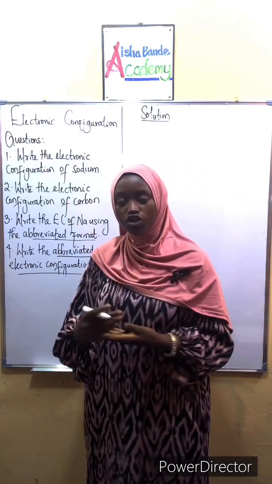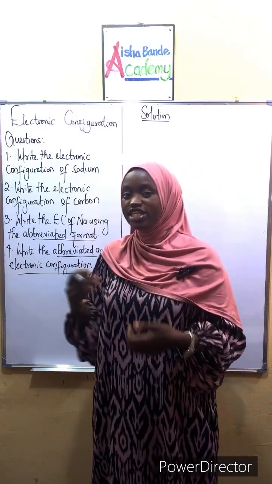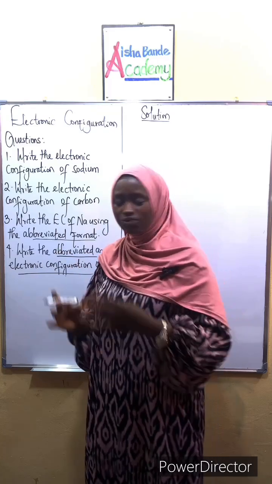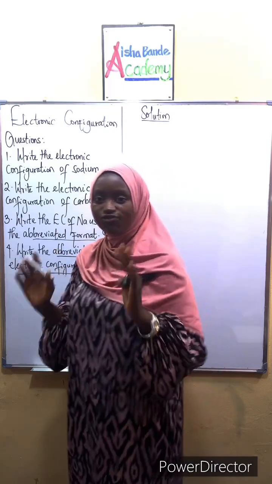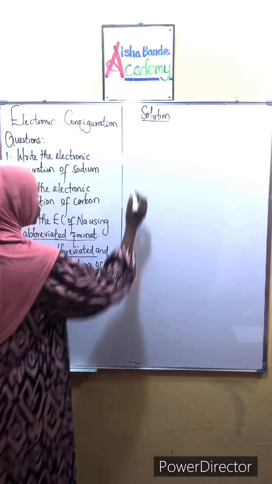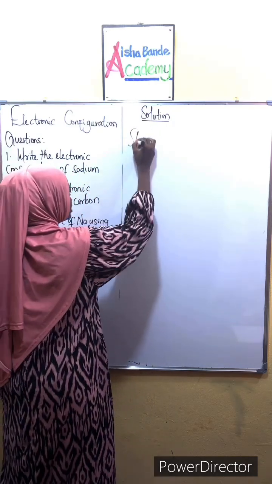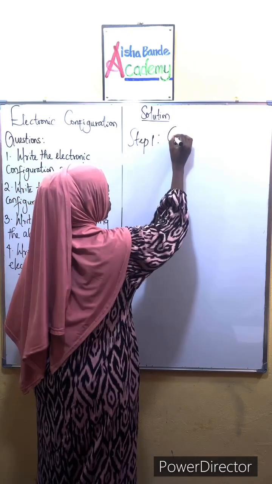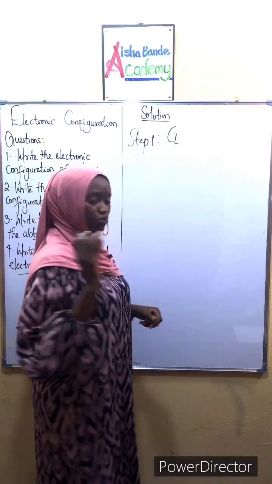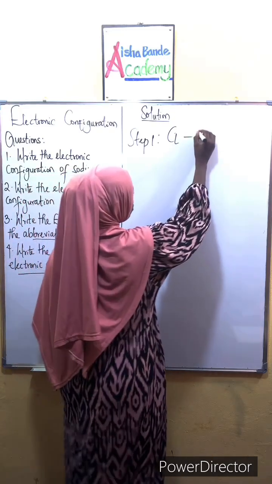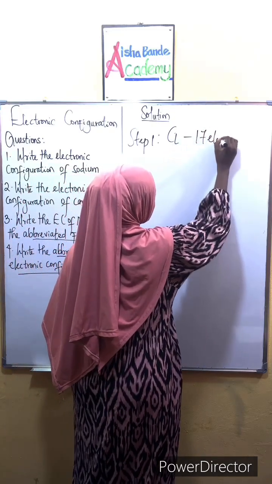After writing out the electronic configuration, then we check the nearest noble gas before chlorine. We write out the electronic configuration. Then we move on to writing the condensed form or the abbreviated form. It's so simple and as straightforward as that. So let's move on to step 1. The element we are dealing with here is what we call chlorine. And we all know from the periodic table that chlorine has 17 electrons. So chlorine has 17 electrons.